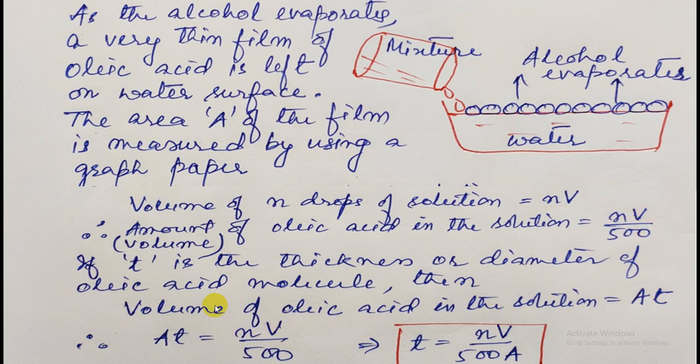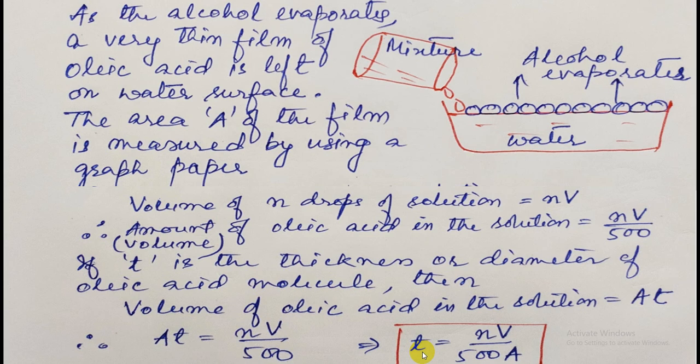So both At and nV by 500 represent the volume of oleic acid which is over the surface of the water. So we can equate them, and from that we can find the value of t, which is the thickness or the diameter of the oleic acid molecule. If you want to find the radius, divide it by 2, you will get the radius also. So this was an indirect method of calculating the thickness, that is the diameter, of an oleic acid molecule.